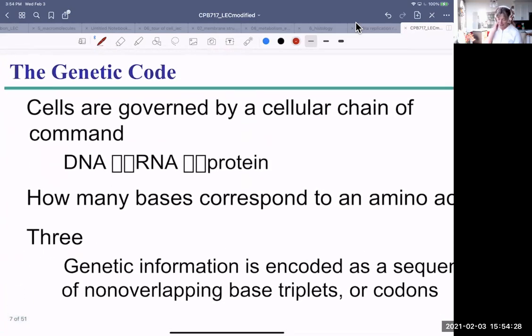So the code is very interesting. Cells are governed by a cellular chain of command. Of course, DNA, messenger RNA, and the protein.